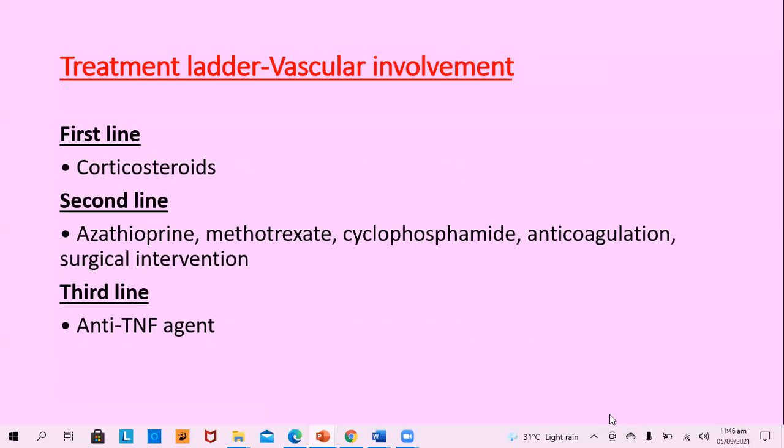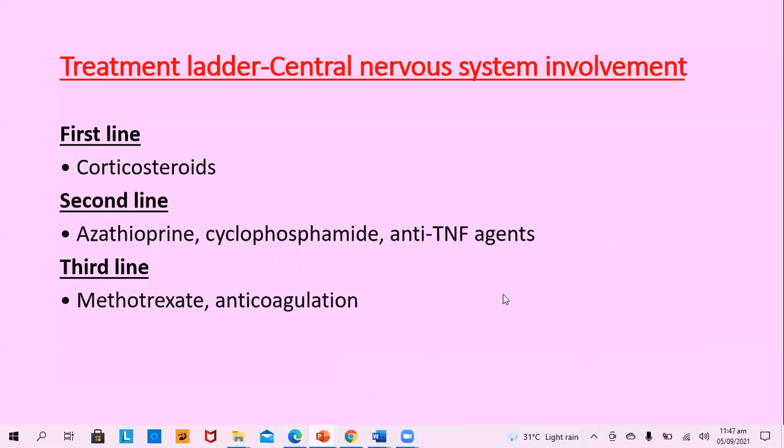Treatment ladder for vascular involvement. First line, corticosteroid. Second line, azathioprine, methotrexate, cyclophosphamide, anticoagulants, and surgical intervention. Third line is anti-tumor necrosis factor alpha agent. Then a treatment ladder for CNS involvement. First line, again corticosteroids. Second line, azathioprine, cyclophosphamide, and anti-tumor necrosis factor agents. Third line, methotrexate and anticoagulant.